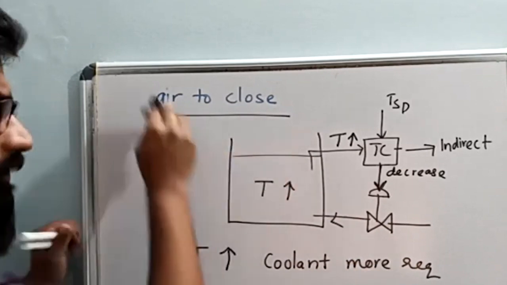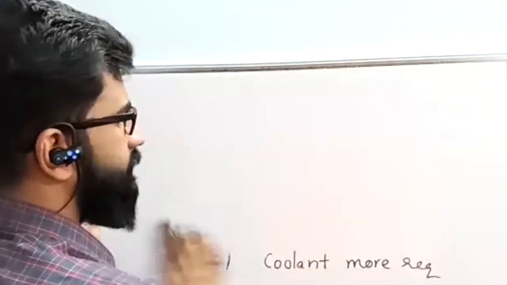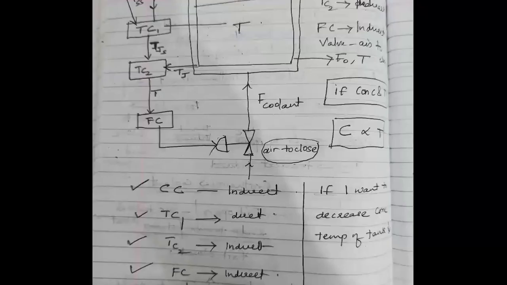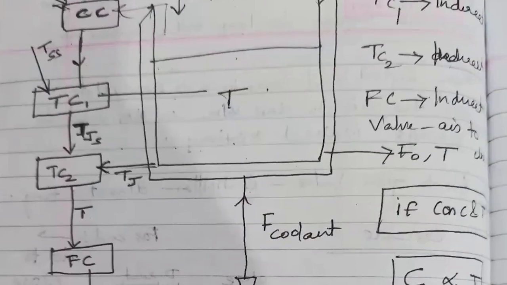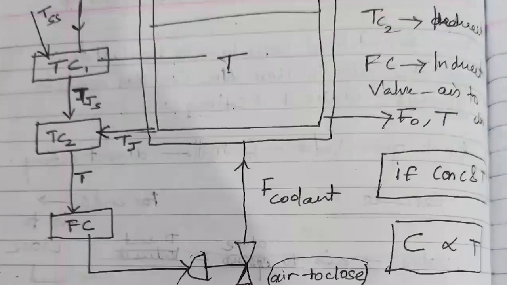So I hope this kind of extra questions we have solved. Some questions we have already solved in the classroom as well. If you see some questions, I will take one photo and I will explain it. I don't want to draw it again. If you remember this diagram, we'll explain this particular diagram. You can see the same condition. An air to close valve is given. I hope you remember this particular case.